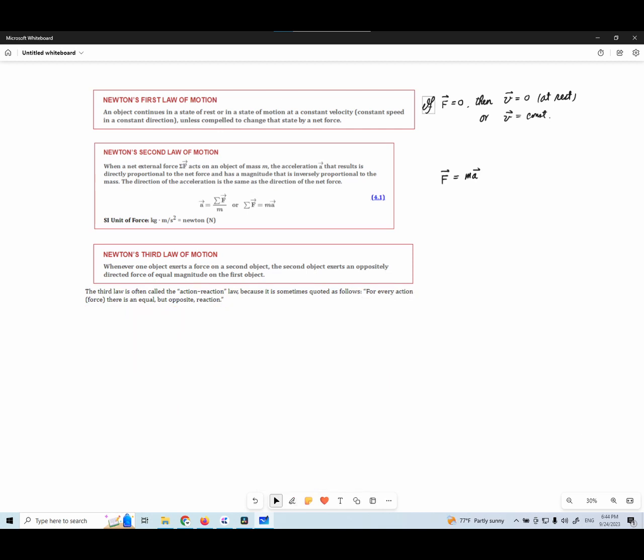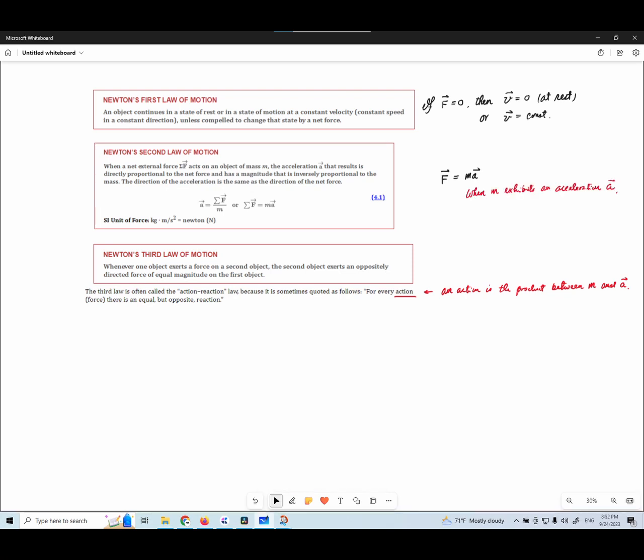The three Newton's laws should be understood as one body. We will start with the term action. Action is actually not a force per se. Rather, it is the product of mass and acceleration. When an object of mass M exhibits an acceleration A, based on Newton's second law, we must conclude that it is being acted upon by a force.